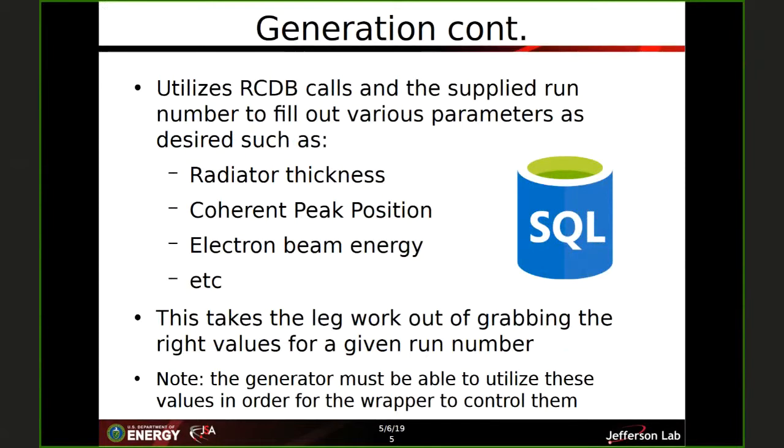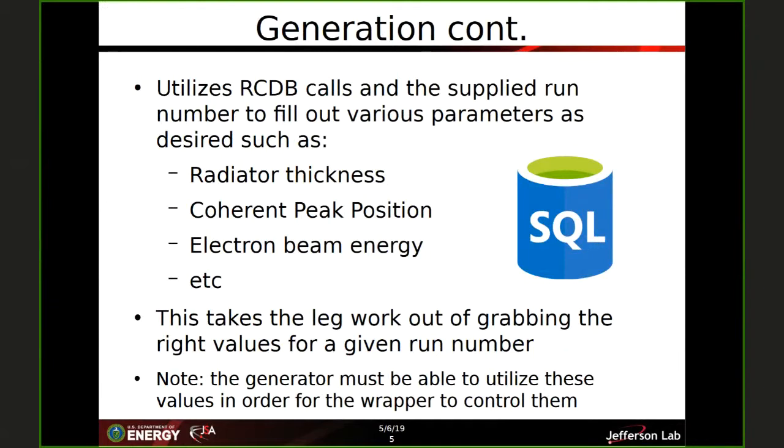So the one big thing in generation that MC Wrapper does is it actually utilizes RCDB and CCDB calls. So this is our run conditions database and calibration constant database. So before, you would have to fill out things like radiation thickness, or the coherent peak position, or what the electron beam energy was, and several other things. And I am terrible at making typos and mistakes when I'm copying this single value into three different places. So I made MC Wrapper actually look up the numbers for you and plug them in on your behalf.